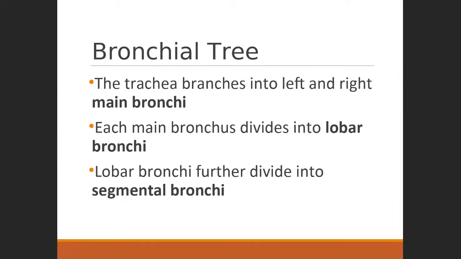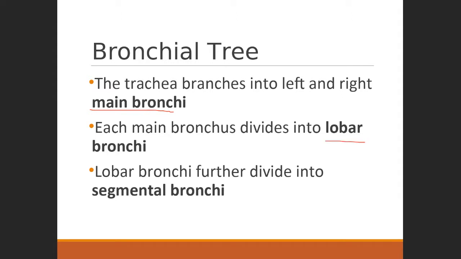Lobar bronchi will divide into segmental bronchi. Once we look at the gross anatomy of the lungs here in a little bit, you will see that each lobe is divided up into a particular number of segments. You have two main bronchi because you have two lungs, a left and a right.